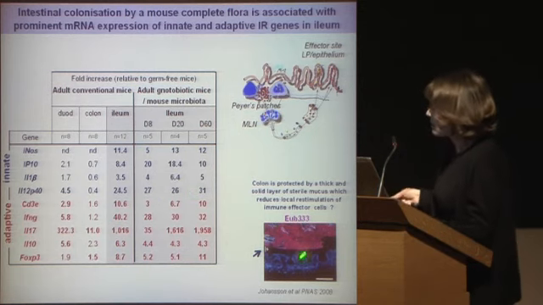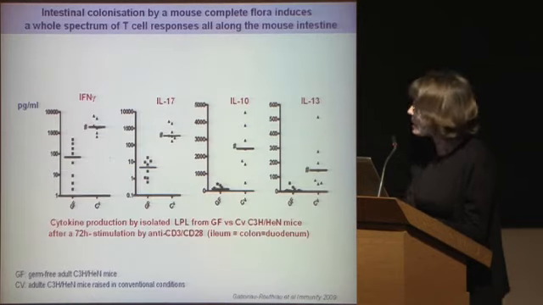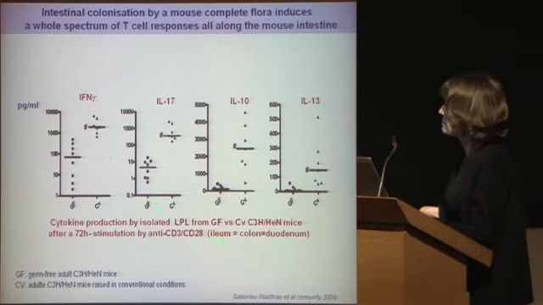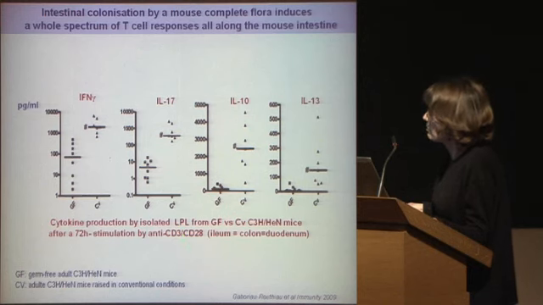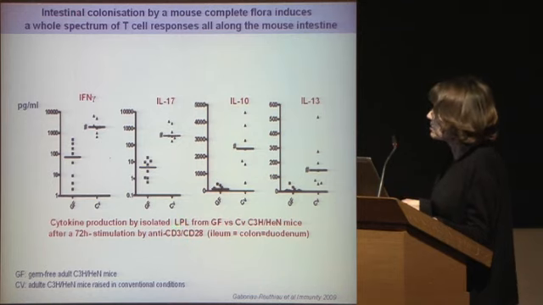And to check that it was indeed the case, what we did was to isolate the lymphocytes from the different parts of the intestines. And as you can see here, we took these lymphocytes, and either by intracellular staining or by looking at their release in the supernatants after stimulation, you can see that indeed it's exactly the same in the ileum, in the colon, in the duodenum.